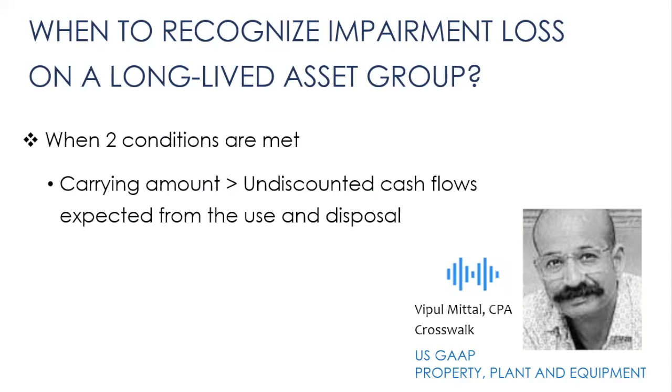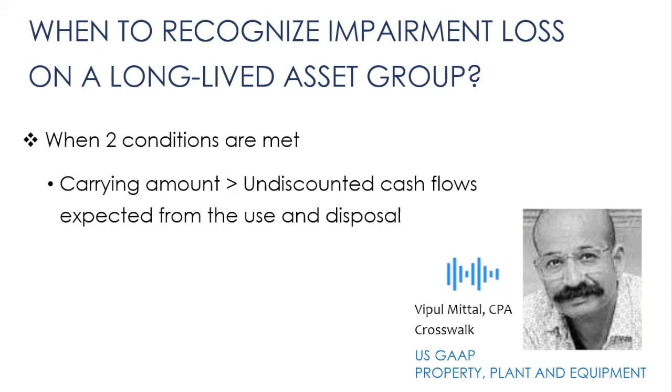So the total of cash flows expected from use and disposal, is that amount less than carrying amount? If yes, then this condition is met. Carrying amount of the asset group is more than undiscounted cash flows from the use and disposal. You also call this recoverability assessment, that is whether you are able to recover the carrying amount of the asset group. If carrying amount is more than undiscounted cash flows, then you are not able to recover the carrying amount. Because you are not able to recover the carrying amount, you may have to recognize impairment loss.